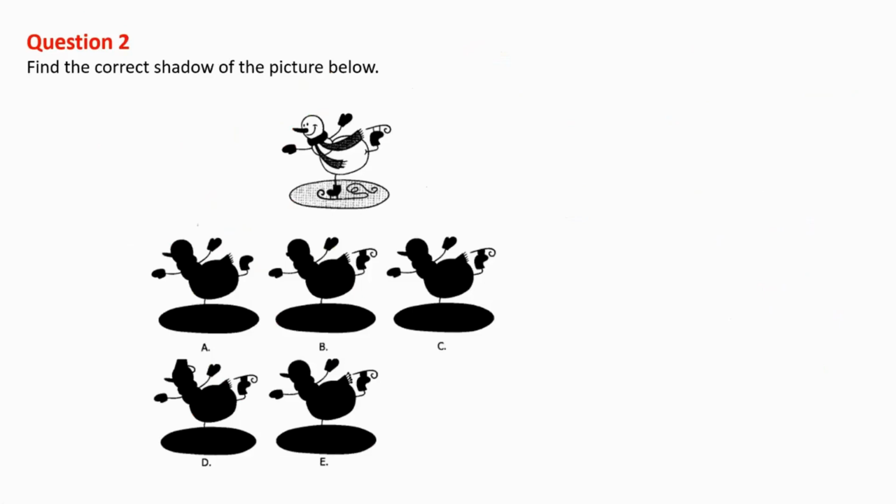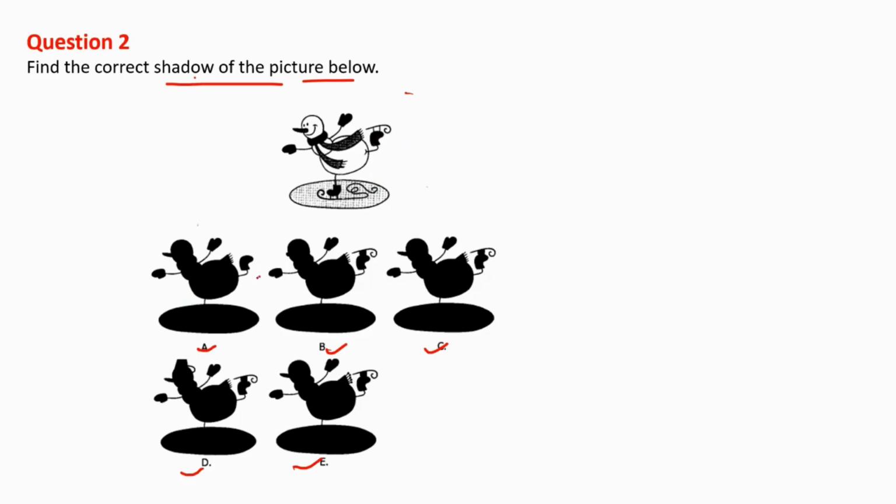Next, question number two. Question number two says, find the correct shadow of the picture below. Over here, we can see an image which has been provided. Five options are here, 1, 2, 3, 4, 5. We need the correct shadow to this.